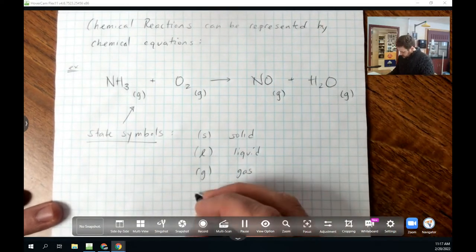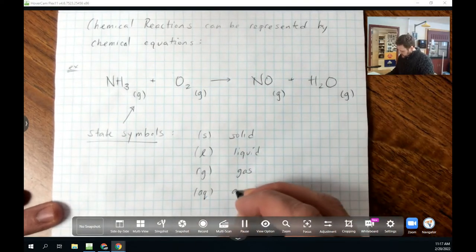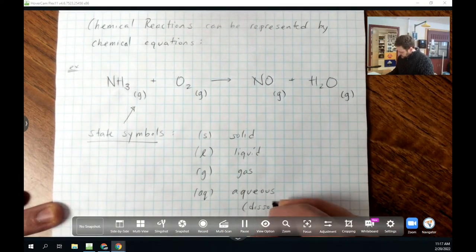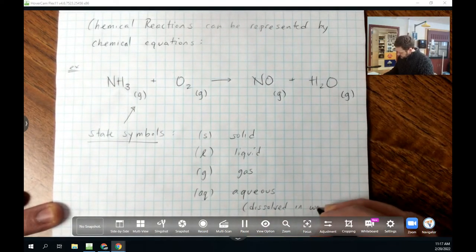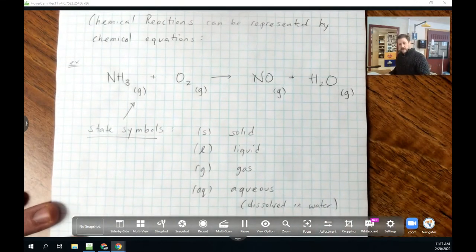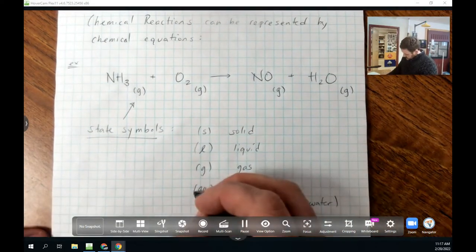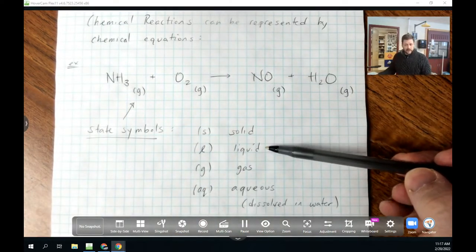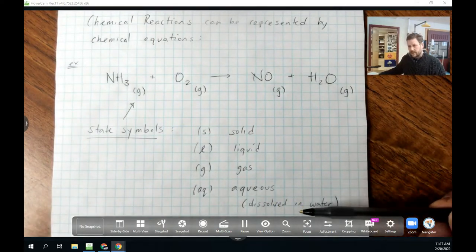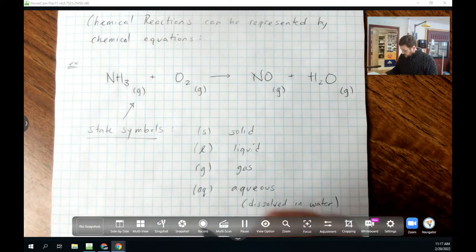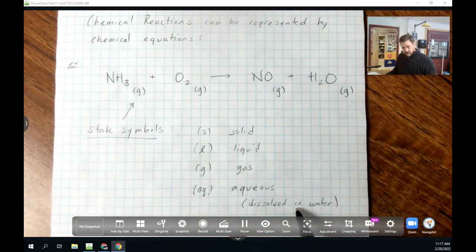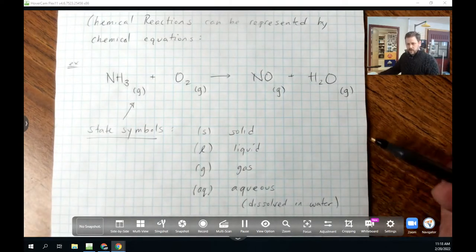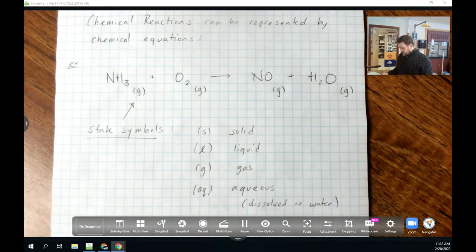But finally, we need to include one more state symbol here, and that is AQ for aqueous. And aqueous means dissolved in water. Specifically, we're talking about water as a solvent, and it's very different to have salt, which is solid, salt, which is liquid, or salt, which is dissolved in water. And that's why we need a state symbol for this state, since it's a little bit different than liquid salt or, for instance, solid salt. So that's the first bit of information that we want to consider.